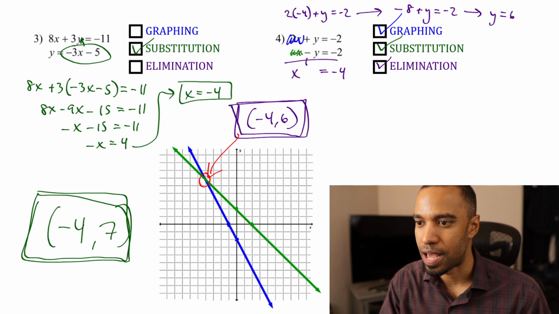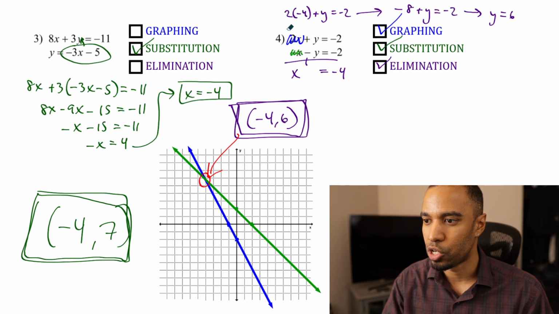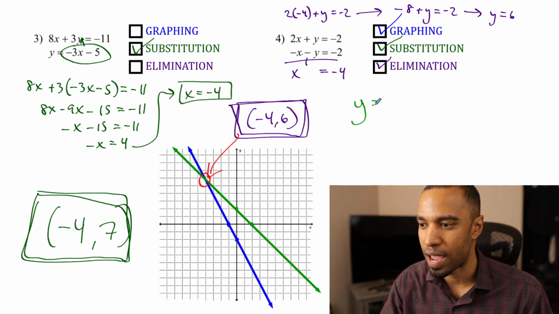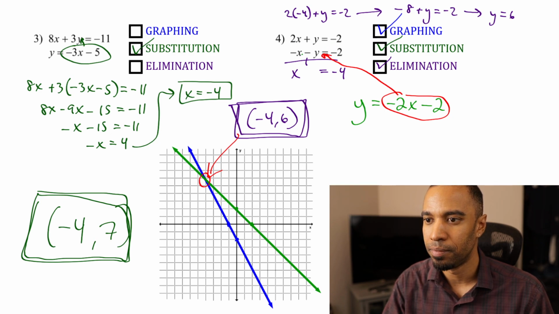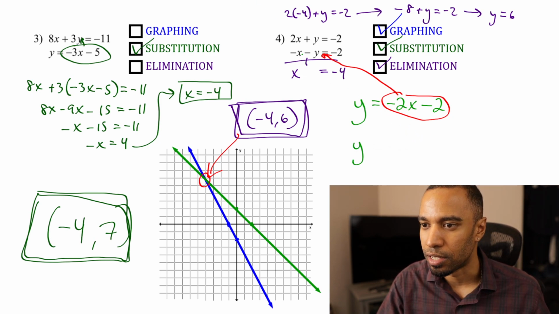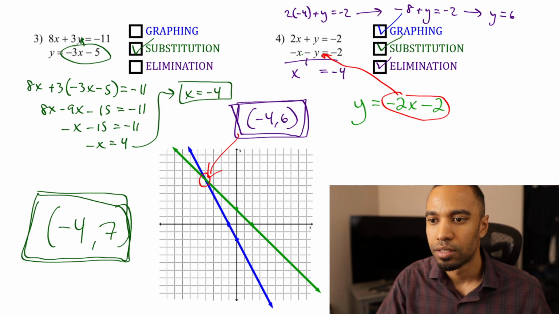Substitution method is last here. What I'm going to do is take these equations. I'm going to isolate my y in my top equation because it's already positive y. Subtract 2x from both sides. y equals negative 2x minus 2. I'm going to substitute negative 2x minus 2 in for y in the bottom equation right there.